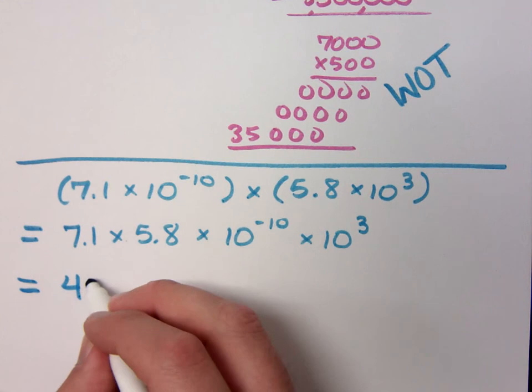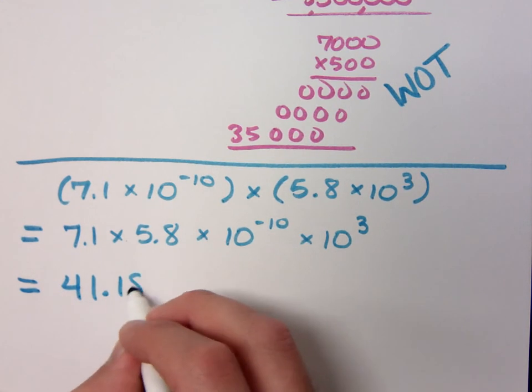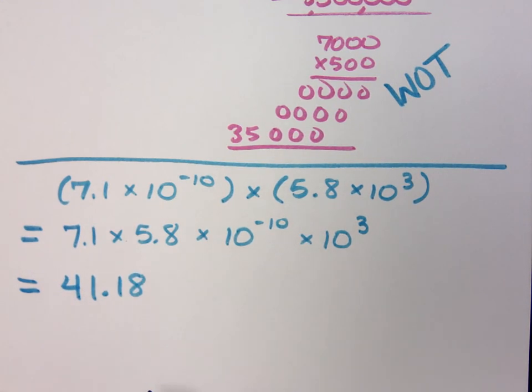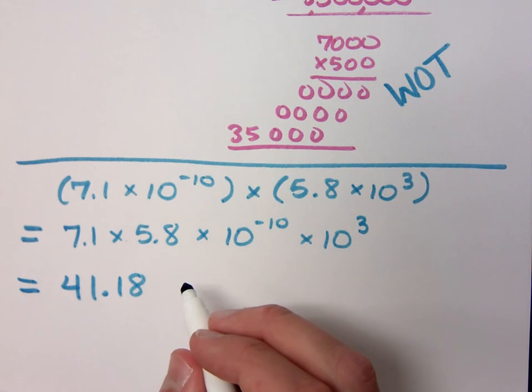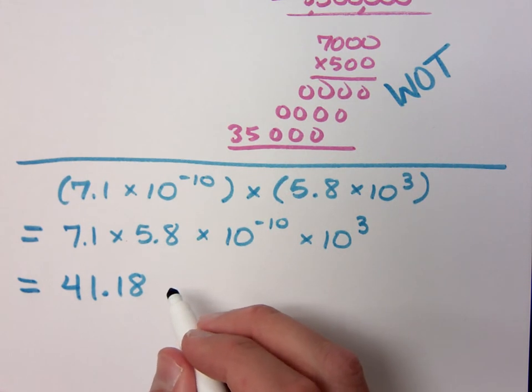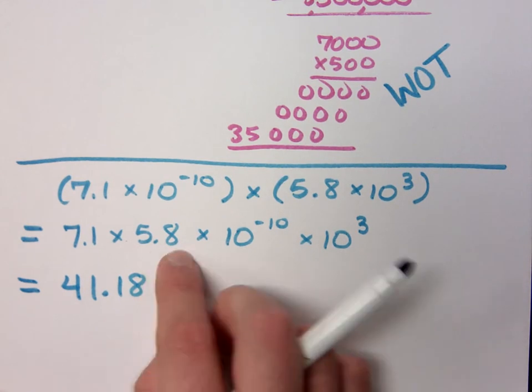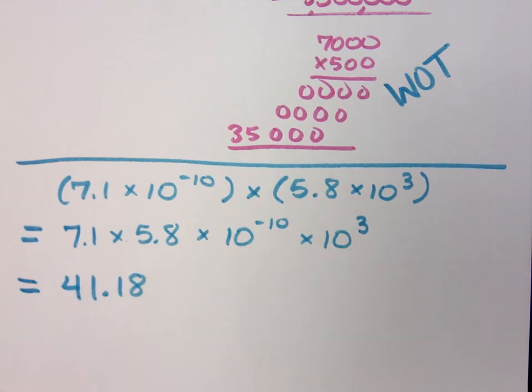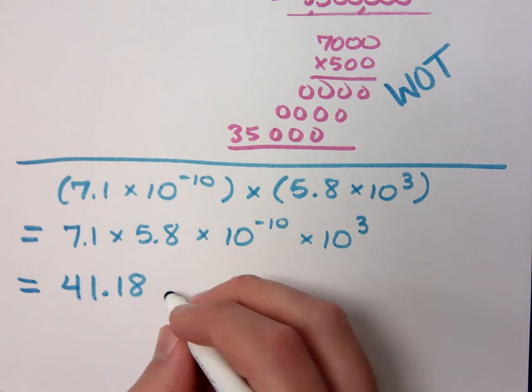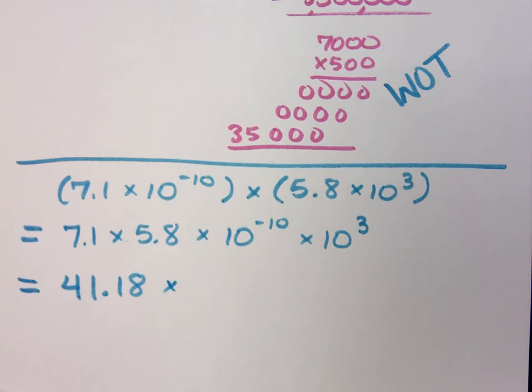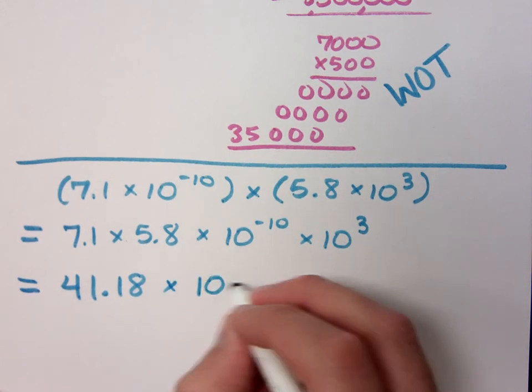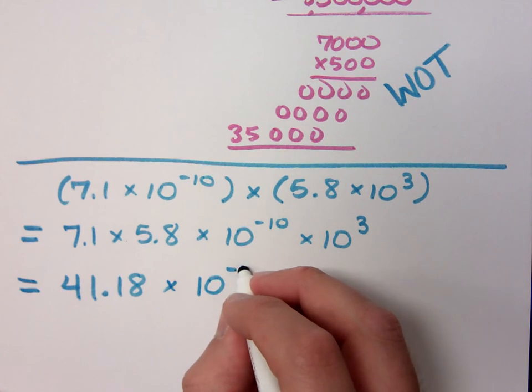You get 41.18. Because you have to multiply this as 71 times 58, right? You don't do 8 times 1 and then 5 times 7. That's not how you multiply decimals. Times what power of 10? 10 to the negative 7th, right?